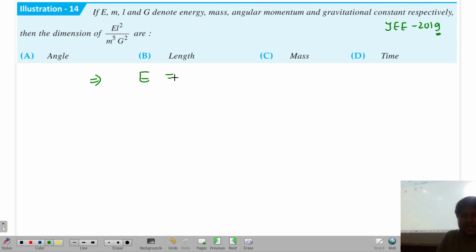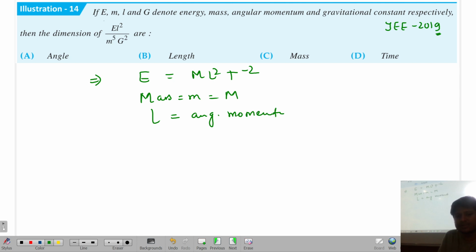Energy is M L square T to the power of minus 2. M is mass, capital M. L is angular momentum, denoted over here. So this angular momentum is radius into momentum, that is mass into velocity. So that is M L square T to the power of minus 1.